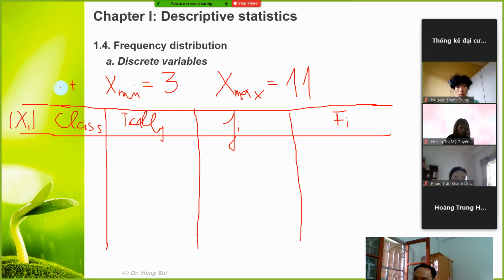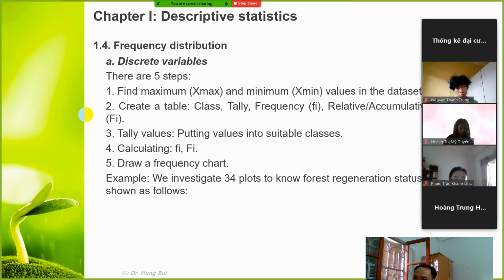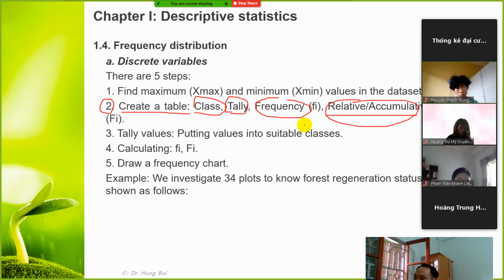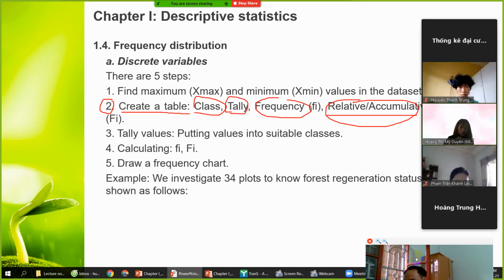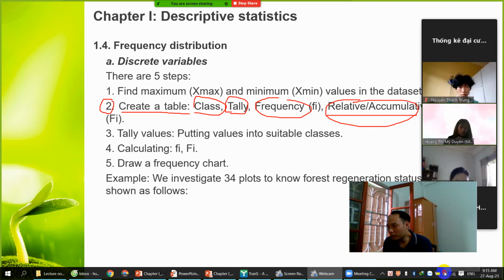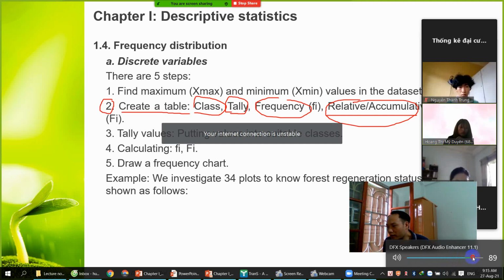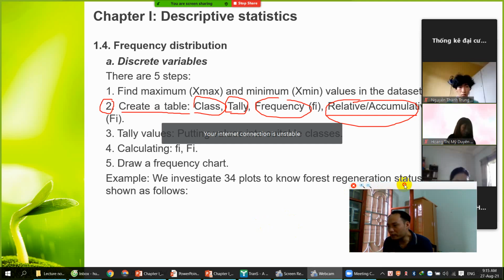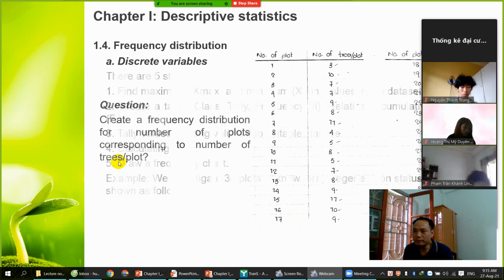Okay? And then the next step. What is the next step? Duyên, tell me, read it. The next step. Okay, very good. So thank you very much. And can you speak up because I cannot hear you clearly? Okay?